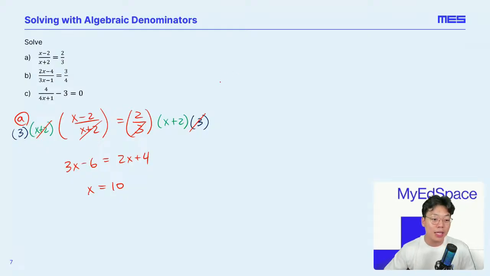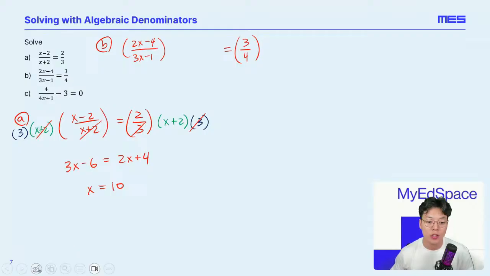What would you multiply letter B by then? Letter B says 2x minus 4 all over 3x minus 1. I'm going to leave some space here, equal to 3/4. What would you multiply both sides of this equation by? 3x minus 1 and 4 don't have any common factors that we know of. So what do you think we can multiply each side of this equation by to make this as simple as possible in our very next step?